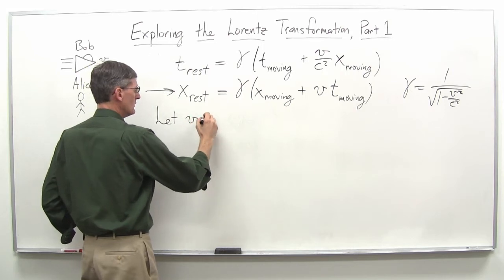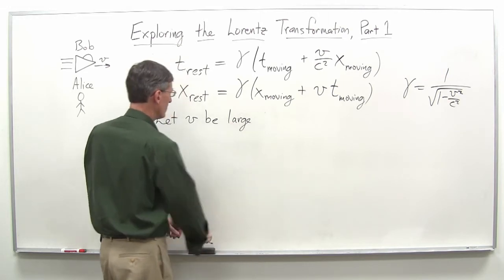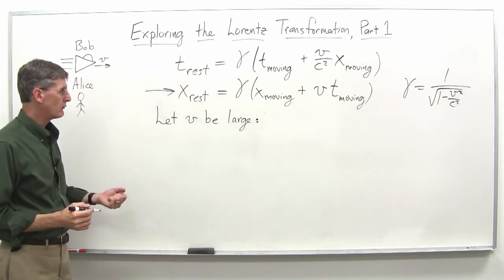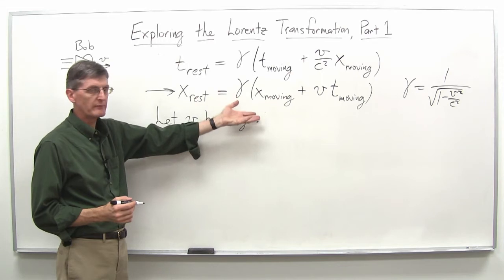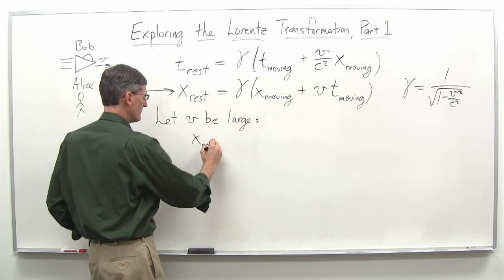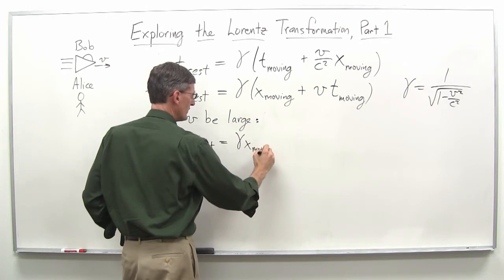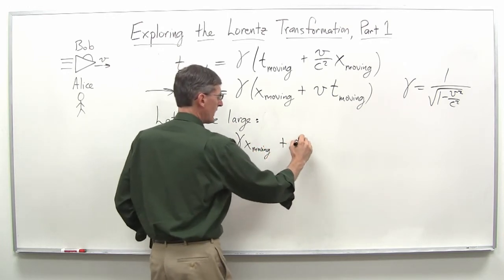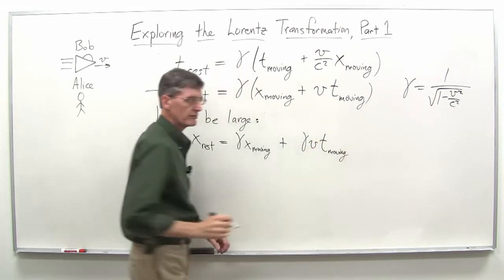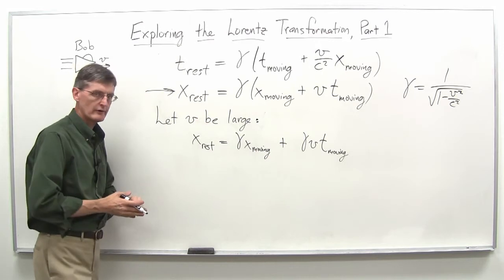Let v be large. Obviously not equal to c, but up there someplace. Then what do we have? Well, essentially we just have this equation. We can't do any simplifications of it. But let's split it apart here and take a look at it. So we've got x in the rest frame equals gamma times x in the moving frame plus gamma times v times time as measured in the moving frame, in Bob's frame there. All I did was multiply that by gamma and then that term by gamma to split it apart here.